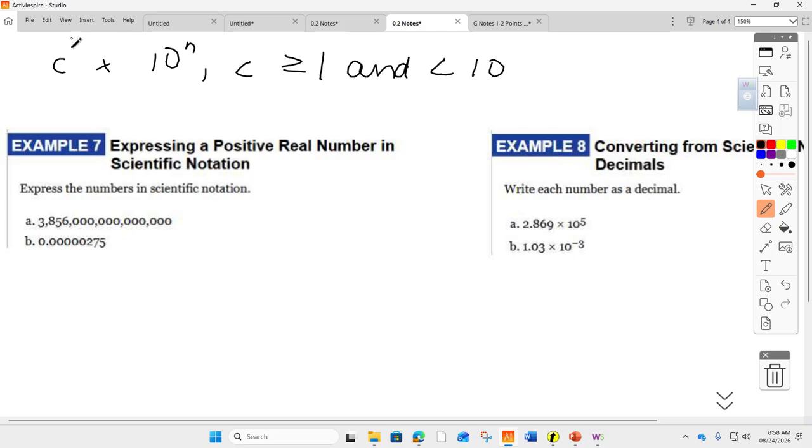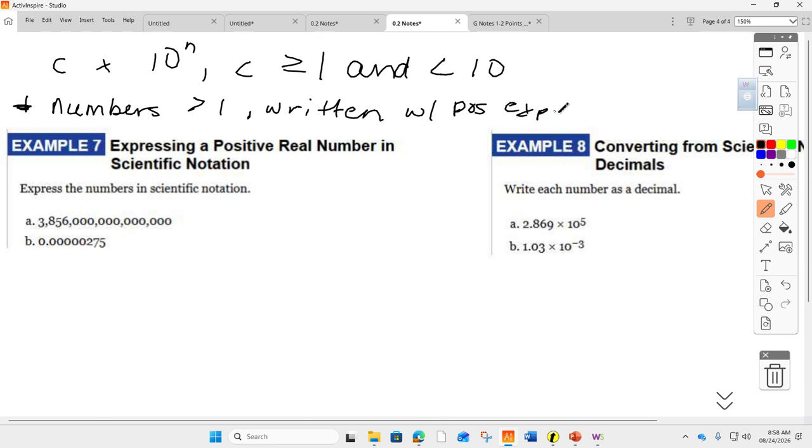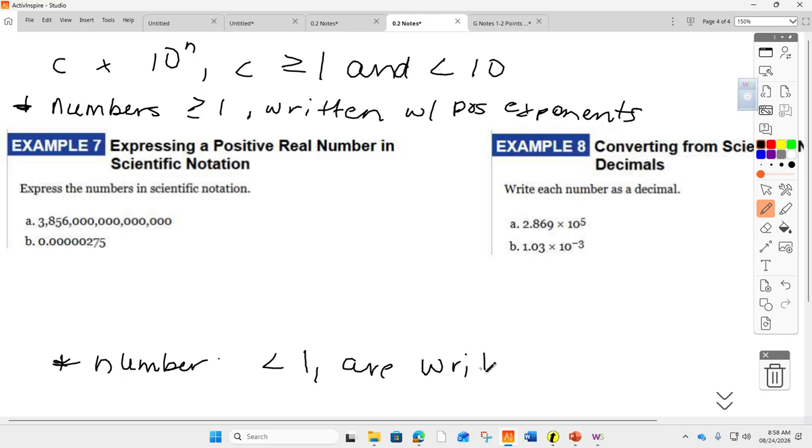Remember that numbers greater than 1 are written with positive exponents, and numbers less than 1 are written with exponents on the base that are negative.